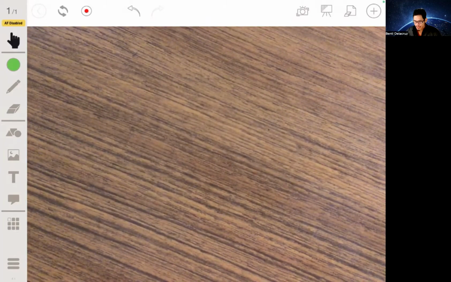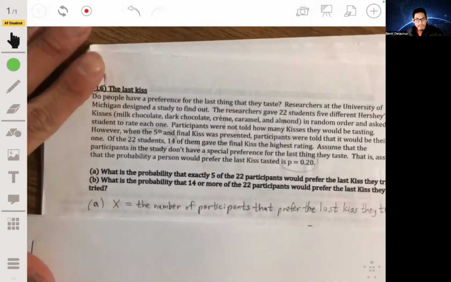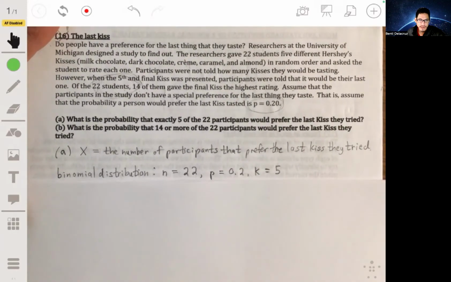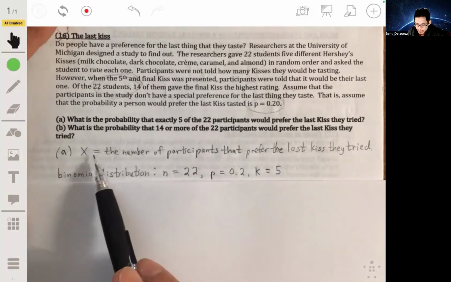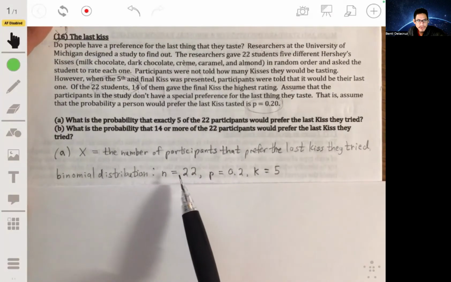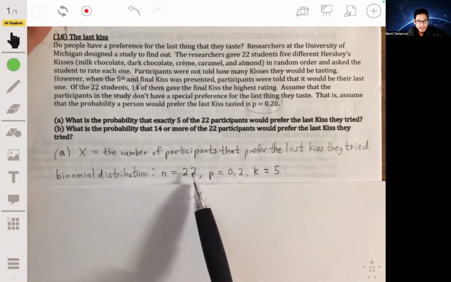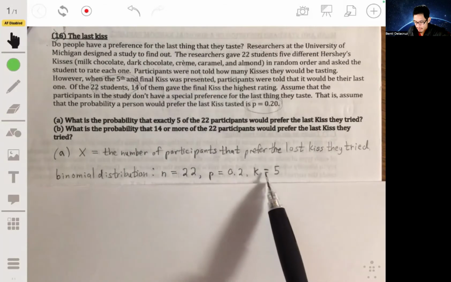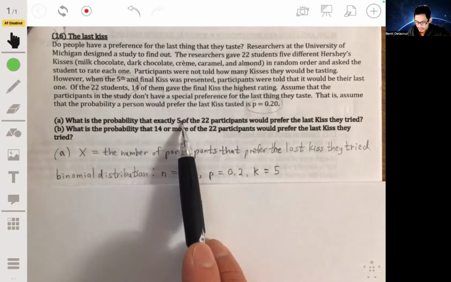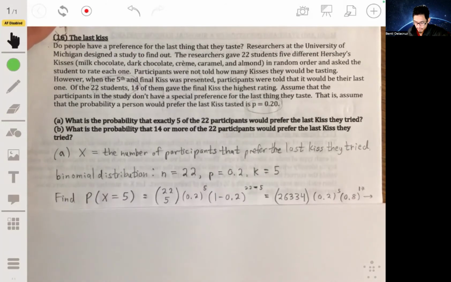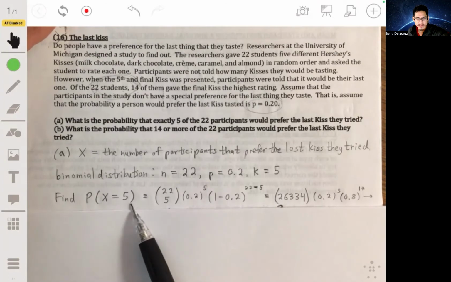Let's make sure we define what we're dealing with. We have a binomial random distribution, where x is the number of participants that preferred the last kiss that they tried. We have 22 trials, so n is 22. The probability is 0.2, so p is 0.2. And the number of successes is 5, because we're saying exactly 5. So again, we're going to use the binomial function to find the probability that x equals 5.